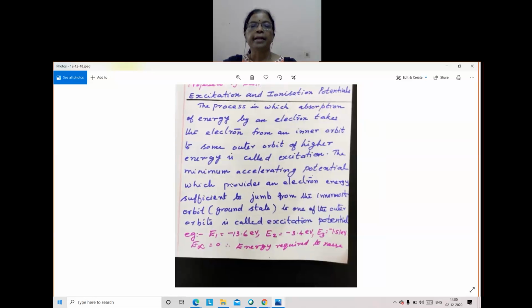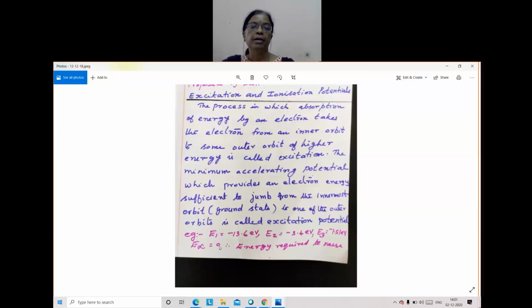And the minimum accelerating potential which provides an electron energy sufficient to jump from the innermost orbit, that is the ground state, to one of the outer orbits. The outer orbit may be the first excited state, second excited state, third excited state, any level. So from inner orbit to outer orbit, that's all. The energy required for the electron to jump is the excitation energy, and then the excitation potential.